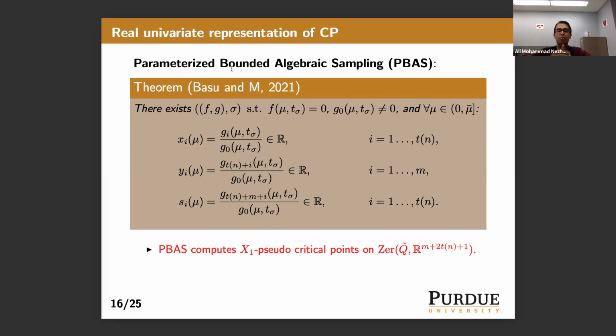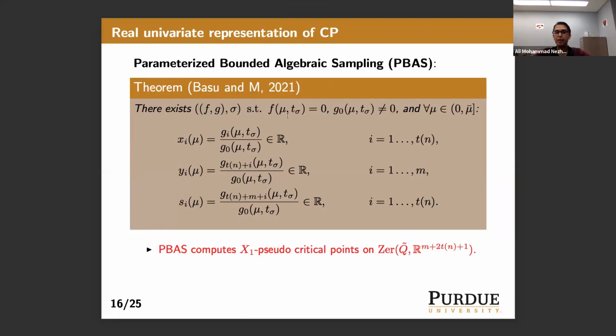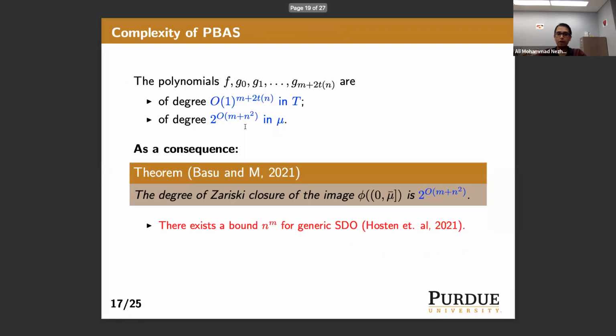So if we do that by applying the algorithm, we end up with a real univariate representation for every solution in the previous set, including the central solution. So for every mu and every coordinate of the central solution, we have a real univariate representation in terms of the polynomials here. So that's the first tool which we are going to use in finding the worst case convergence rate. And in fact, we not only know about this representation, we also know about the degree of those polynomials. Based on the parameterized bounded algebraic sampling, the degree of the polynomials in T is this, and in terms of mu, we have 2 to the power n plus n squared.